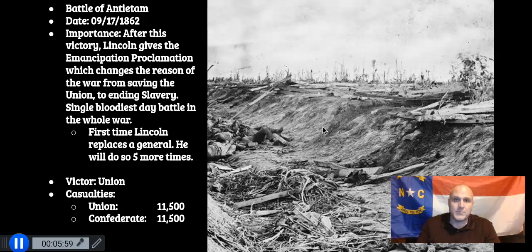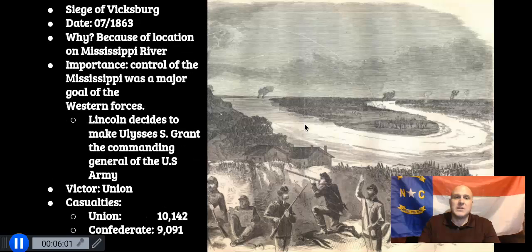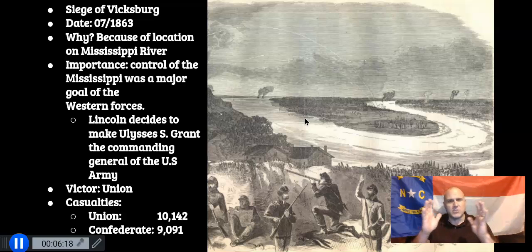Next battle we're going to cover is the Siege of Vicksburg. What's important about the Siege of Vicksburg in 1863, July of 1863, is the Mississippi River. They wanted the Mississippi River. They felt that if they were able to get control of the Mississippi and you have the Atlantic, you can squeeze the Confederacy out. And that was their idea. That's the importance, to control the Mississippi River.